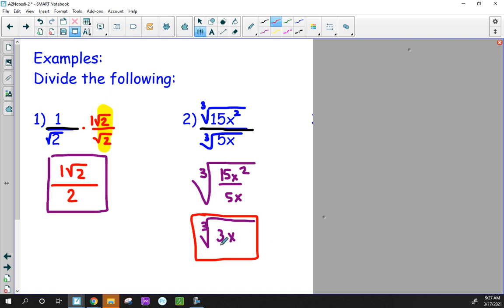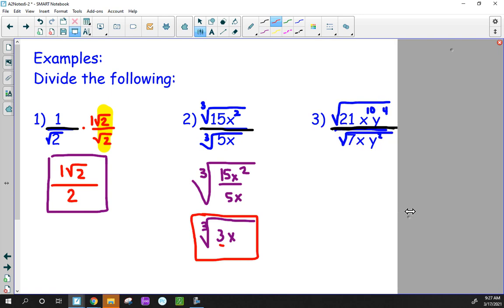I cannot write 3 using a perfect cube, and I cannot take the cube root of x and break it up into factors. So this is the simplified answer.